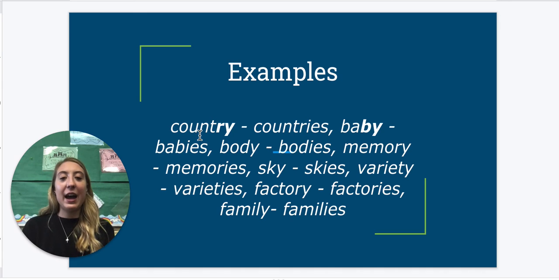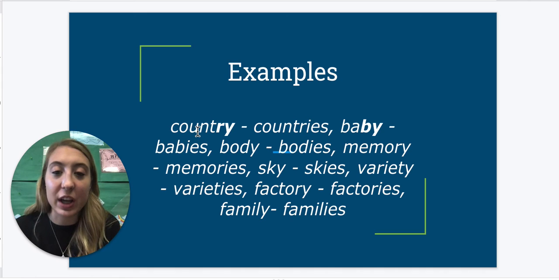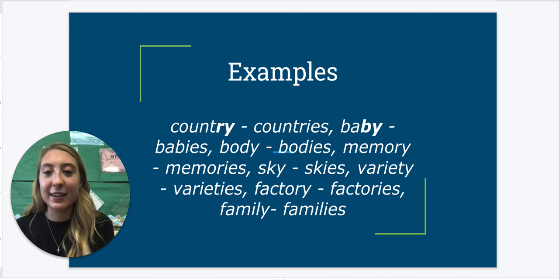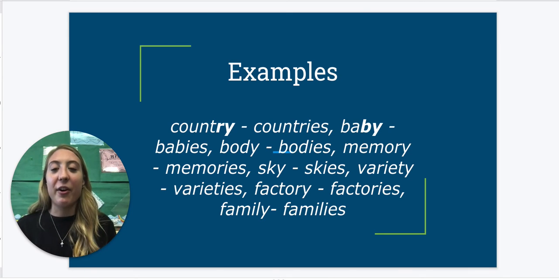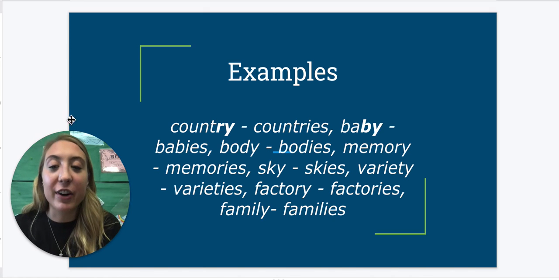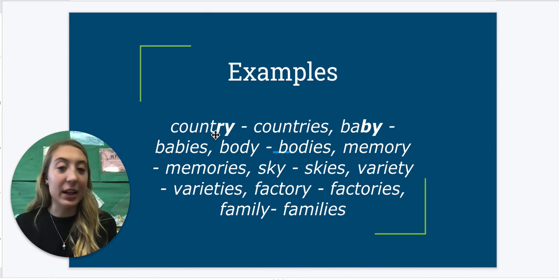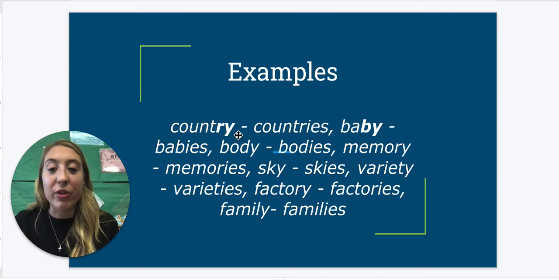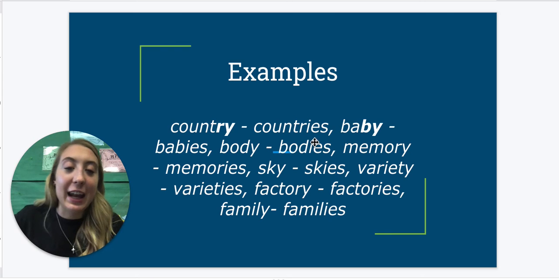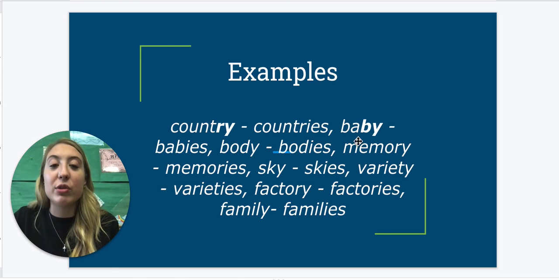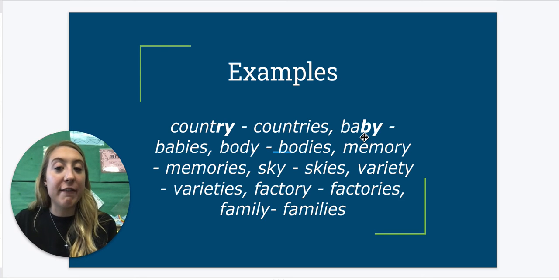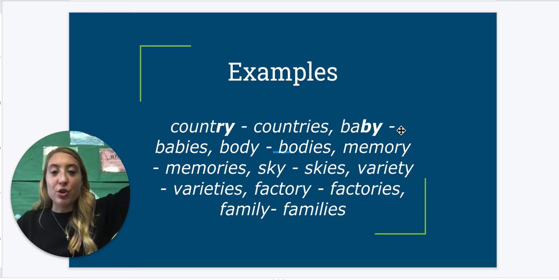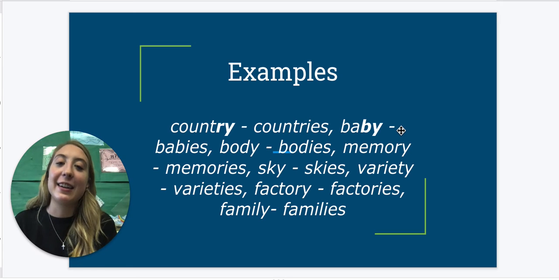All right, so if I have country, look, it ends in a consonant Y. The R in front of the Y is a consonant. That is not a vowel. It's not A, E, I, O, or U. So that means we are dropping the Y and adding I, E, S. Same with baby. Right before the Y, we have another consonant. It's not A, E, I, O, U. It's not a vowel. So we're going to drop the Y and add I, E, S.